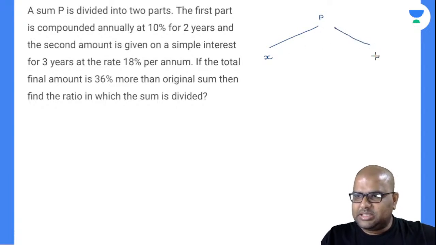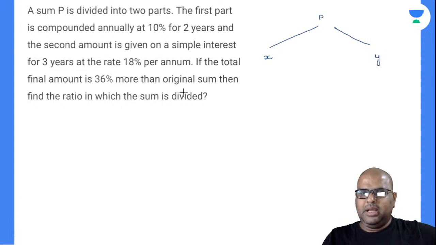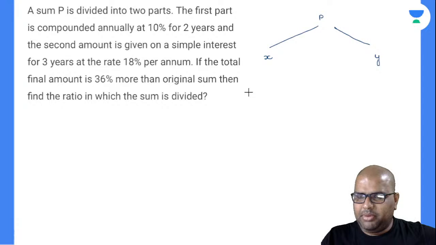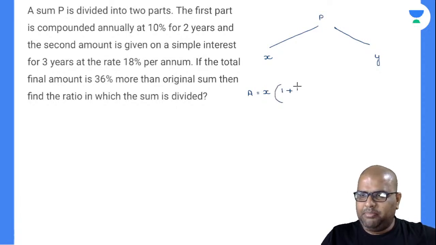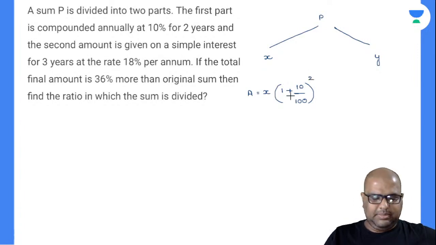The first part is compounded annually at 10% for 2 years. So the formula is amount is equal to X into (1 plus R by 100) to the power n. R value is 10, compounded annually, so small n value is also 1. I'll write down this as (1 plus 10 by 100) whole square. So this is nothing but 11 by 10 whole square.